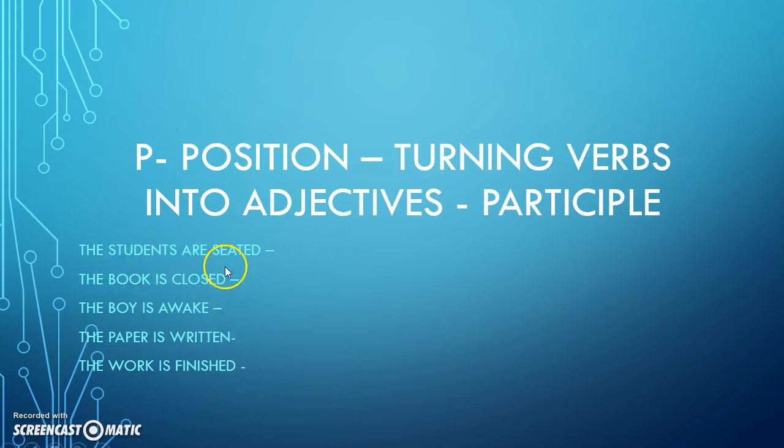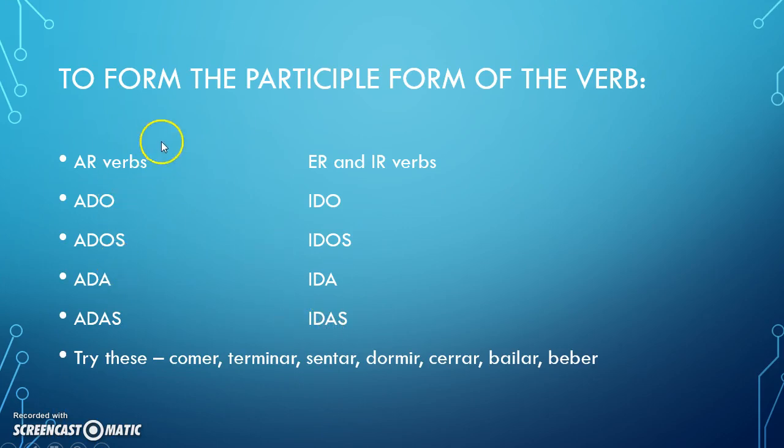Say things like the students are seated, the book is closed, the boy is awake, the paper is written, and the book is finished. So for all these sentences, the are, the is, and the is would be a form of the verb estar. And then for these, we take the verb in the infinitive and we turn it into the participle. But these are adjectives, so we have to remember to modify them. So here's how we turn the verb into an adjective by using the participle form.